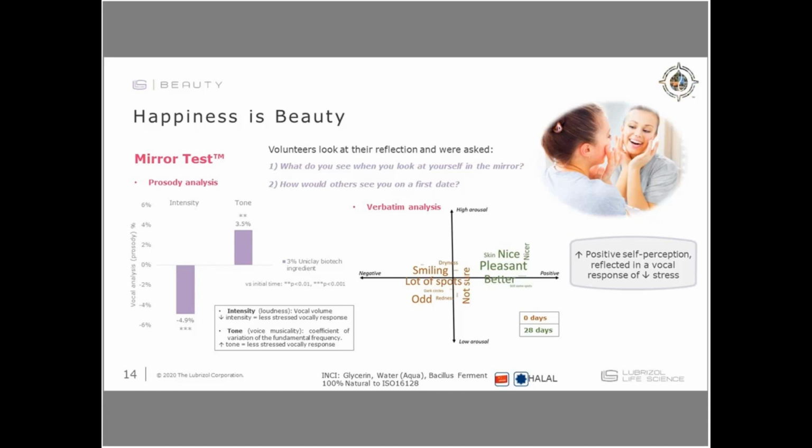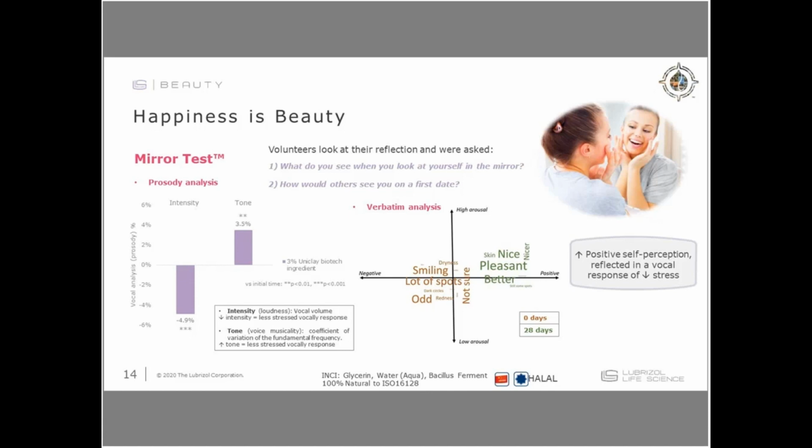So on the left of the screen, in the graph, we looked at vocal signal by vocal intensity and tone. As you know, if we are less stressed, you would speak softer. And also, if you're less stressed, you would have a higher tone. So you can see using UniClay, it has a higher tone and also lower intensity.